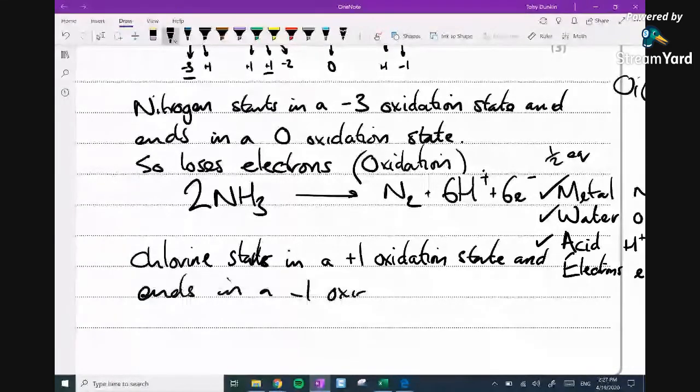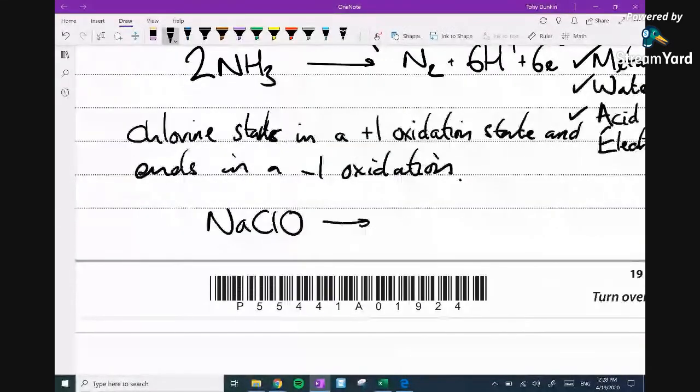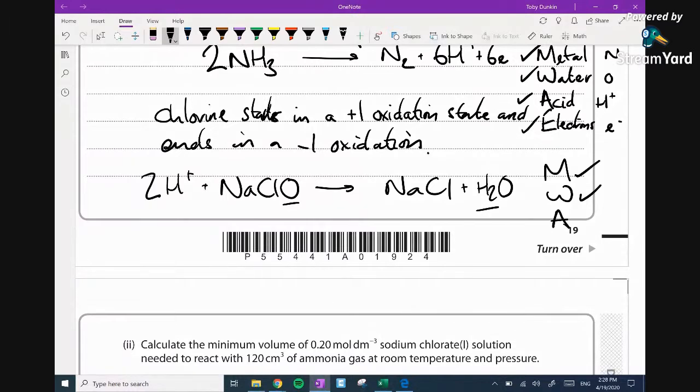Let's do the equation. Right, so I'm going from sodium chlorate to sodium chloride. Guys, pause the video. We've got metal, so this is sodium, already done. Water for oxygen. I've got 1 oxygen, so I need to add H2O to that side. Next, I need acid for hydrogens. 2 hydrogens have just appeared over there, so put 2 H pluses over here. Next, electrons for charge. Overall charge is +2 on one side and 0 on the other. Add 2 electrons to that side, and I'm done.